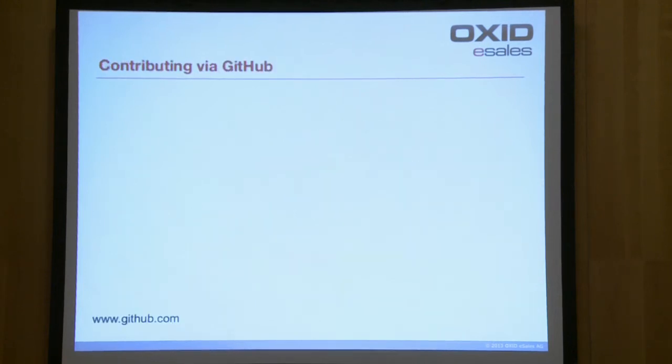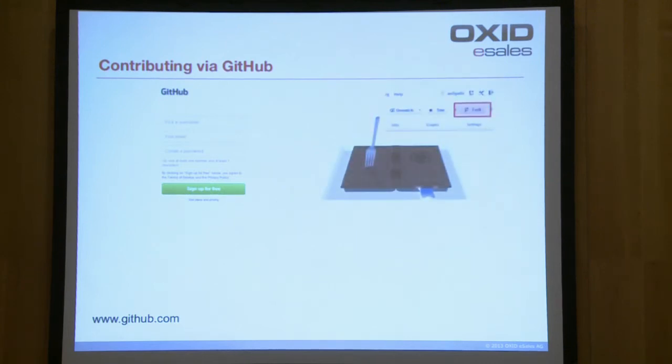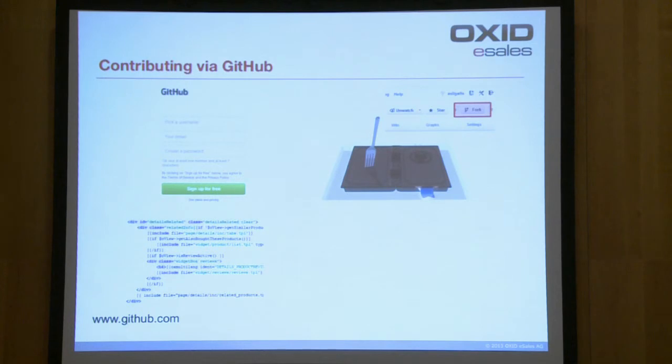So to contribute to OXID eShop code, all you need is to create your account on GitHub, grab the code there, which in GitHub terms means fork it, make a fork, write code, and implement your ideas, what you think is nice to have in OXID eShop, and you can share it. Share it with OXID eShop developers, and share it between you as well, other contributors, so it is available.